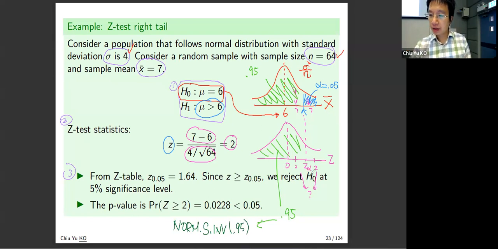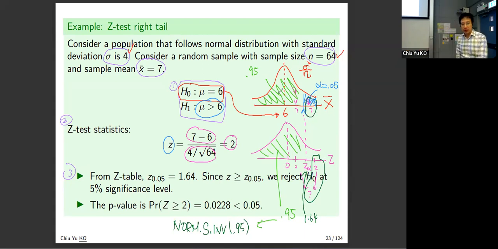And this number turns out to be 1.64, okay? And that means that the case is this one. So it's here, deep inside the blue region, so we reject. That's it. Because you compare this number to 2, and you reject. Alternatively, you want to calculate the p-value.